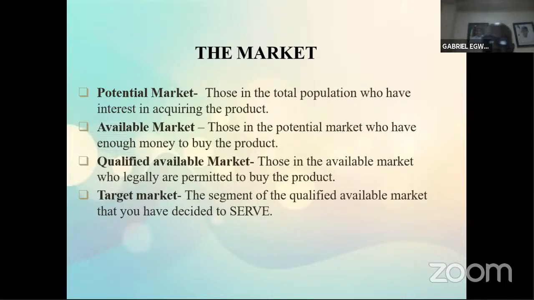Then there's a target market. The segment of the qualified available market, you understand, that you have decided to serve.